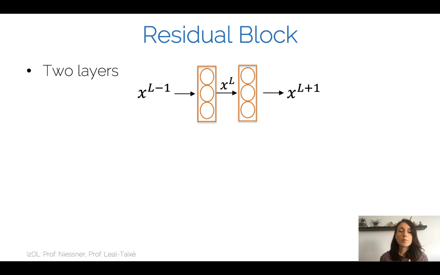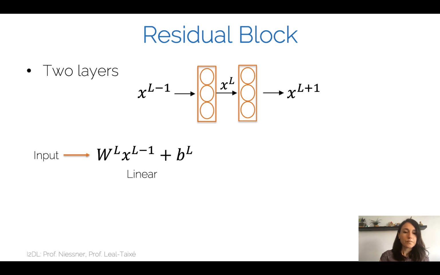We have here depicted two layers. This layer can have any shape, can be convolution, can be fully connected, doesn't really matter. The point is that we have two layers. So we have the input, which was the output of layer L-1, the output at layer L, and the output at layer L+1.